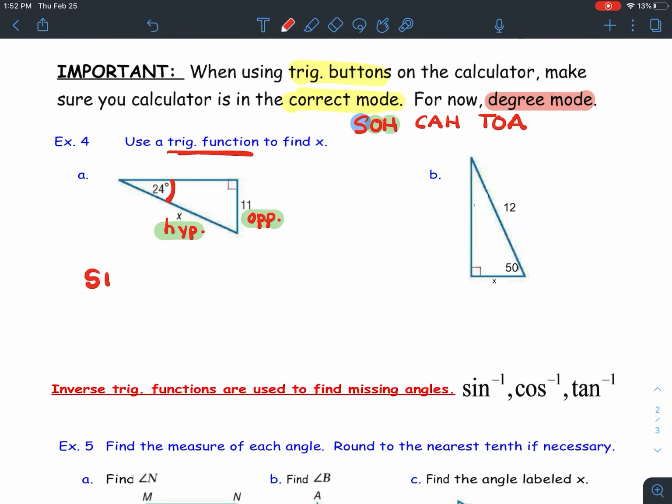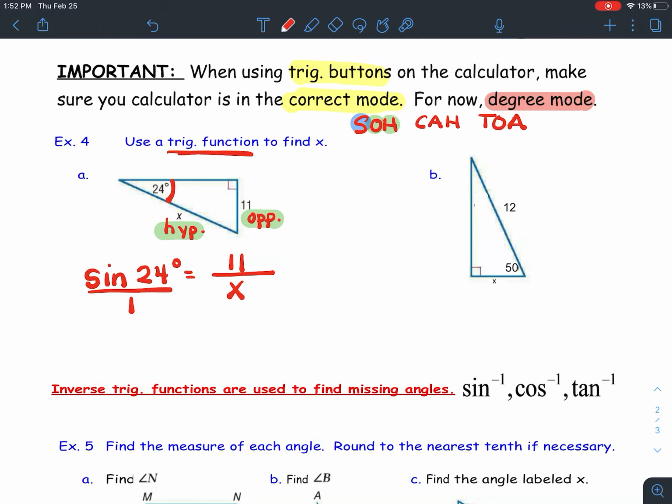Okay, I want to use sine here. So I'm going to set up sine. After you put sine, this is where you put the angle. Sine of 24 degrees equals, then you put your fraction opposite, that's 11, over hypotenuse, that would be the x. Okay, this would be the equation that we would want to work with.